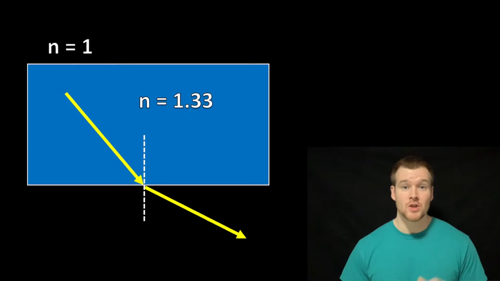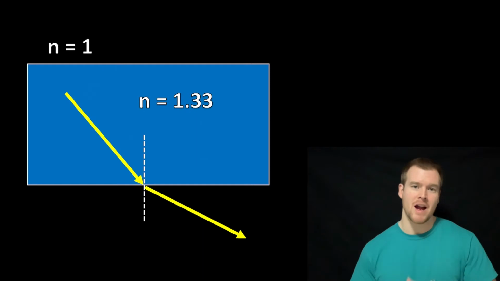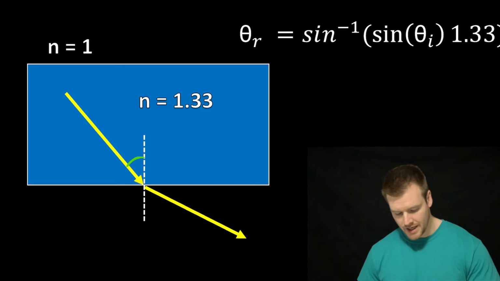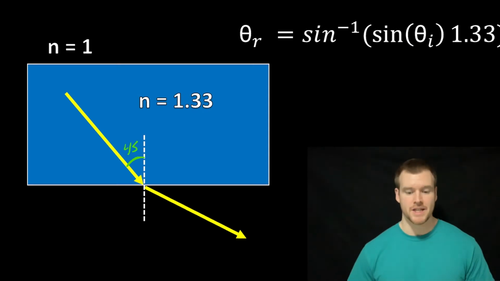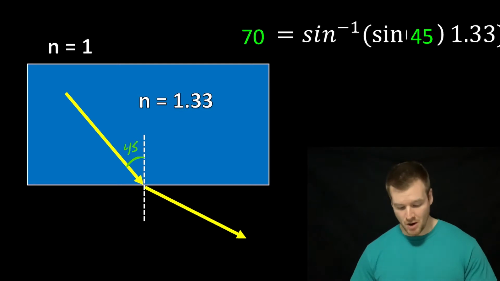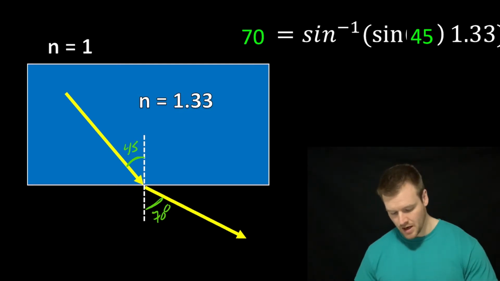So not too much interesting there, but now let's look at when it exits the water and goes into the air. So now in Snell's law, I flip my refractive index. I'm starting in 1.33 and going into n is equal to 1. So rearrange Snell's law, I would get this equation here. And let's start in the middle. If I plug in about 45 degrees here for my angle of incidence, I would get a number of about 70 degrees coming out here.